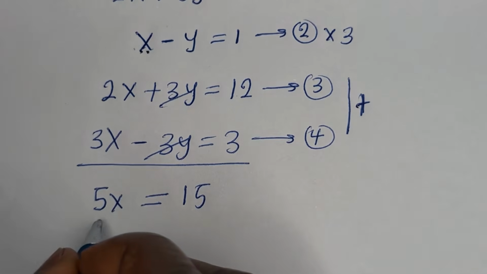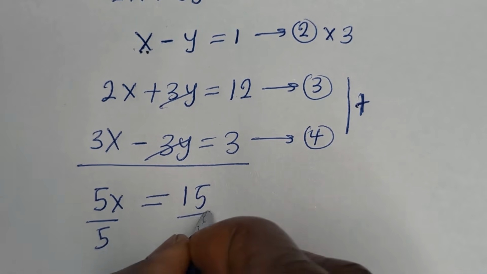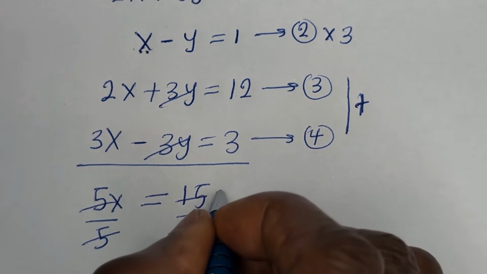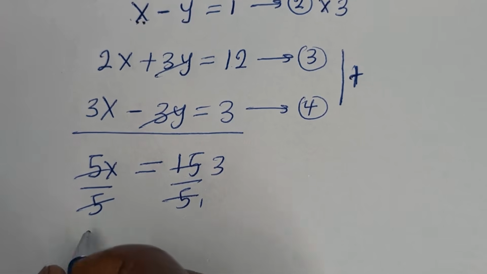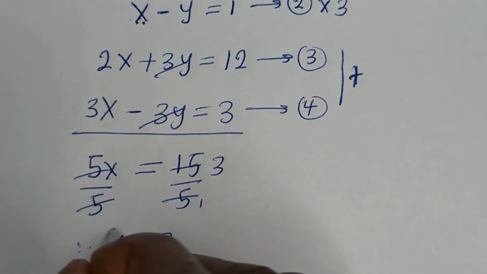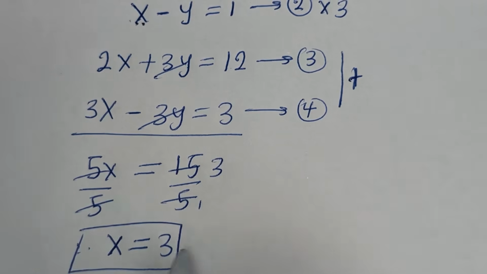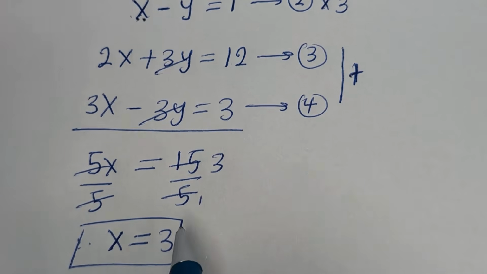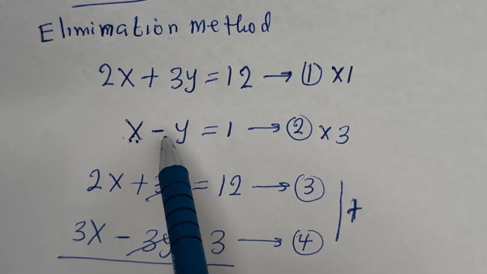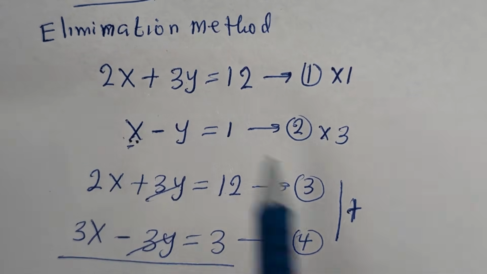Now let's divide both sides by 5. This divided by 5, this cancels this. 5 here 1, 5 here 3. Therefore, x is equal to 3. Now we've gotten the value of x. Let us solve for y using either equation 1 or equation 2. But in this case, I'm going to make use of equation 2.